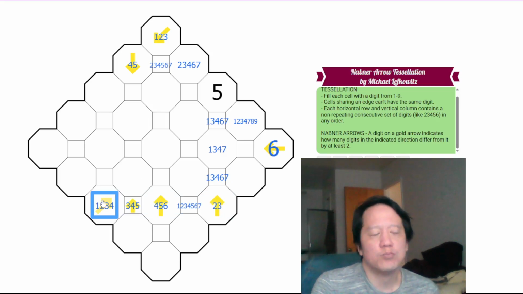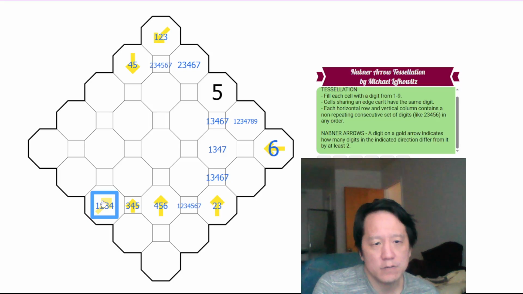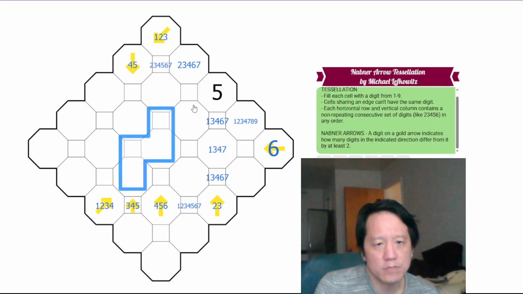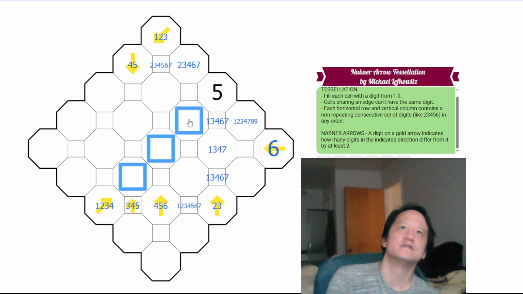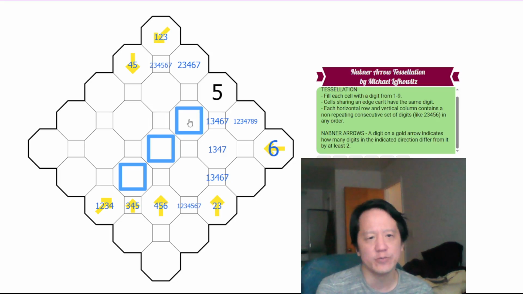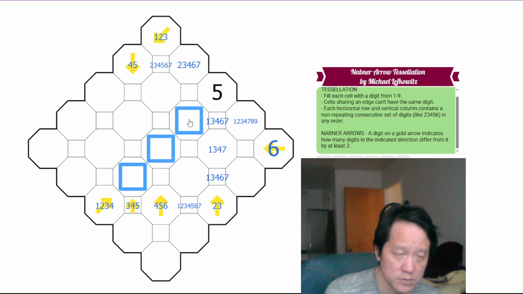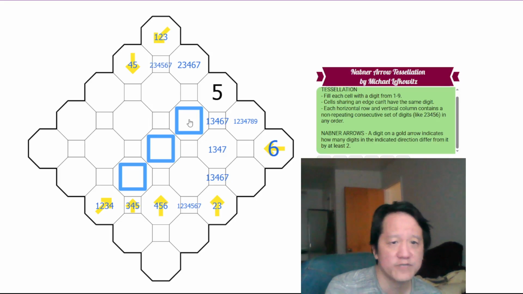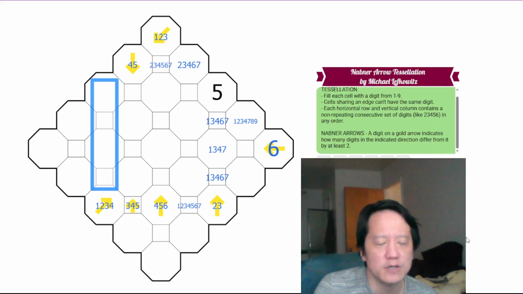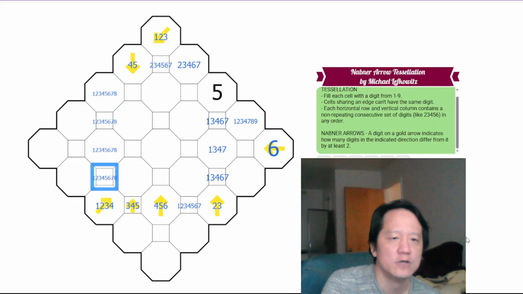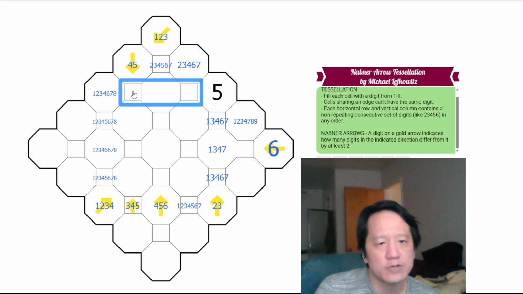If this were 1, one of these digits would have to be non-consecutive, but the rest would have to be either consecutive or the same digit. Interesting. I don't know if that helps any. This is 1 through 4, so this must be 1 through 8 here. No 5 being here. We don't have very much information about this.